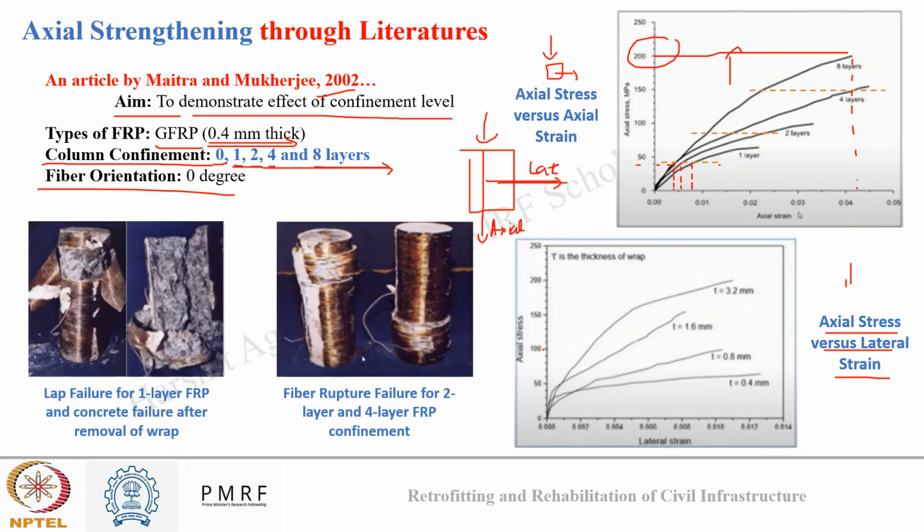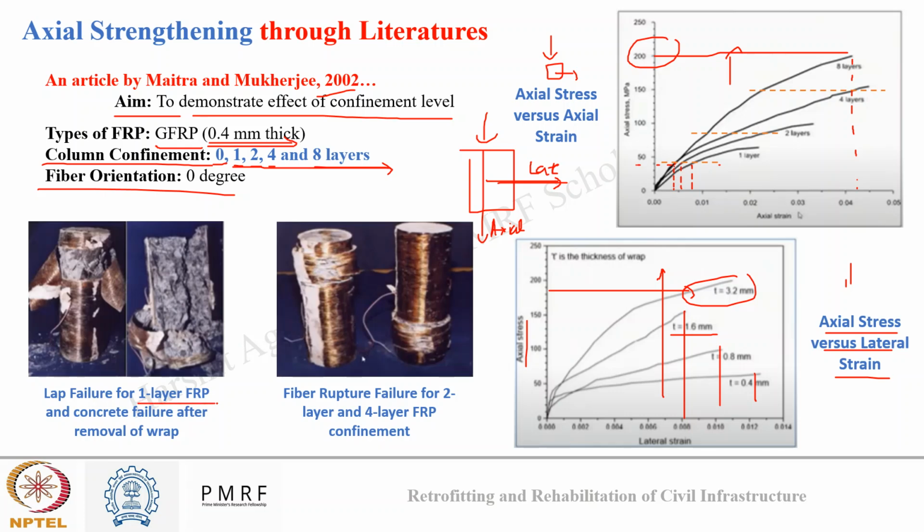Okay, so here you can see, as the thickness of the FRP sheet increases, my axial strain limits are decreasing up till 1.6 mm FRP confinement, and for 3.2 it again increased. And the ultimate stress bearing capacity increased as the confinement level increased. Okay, and then these images show what the type of failure was.